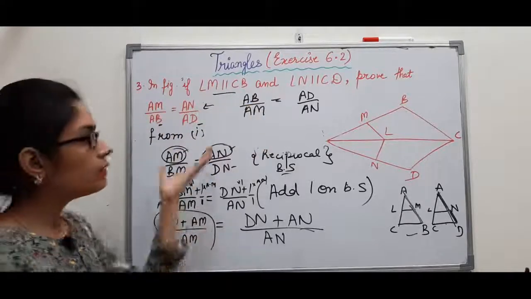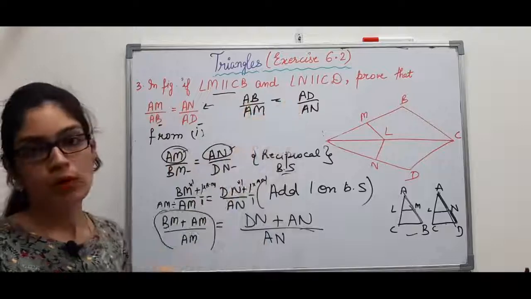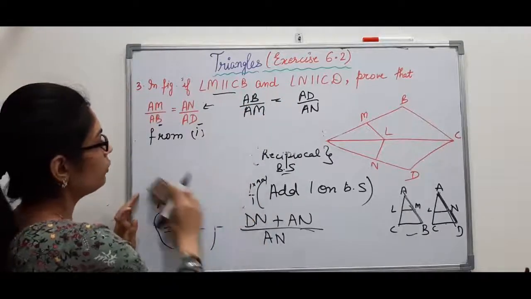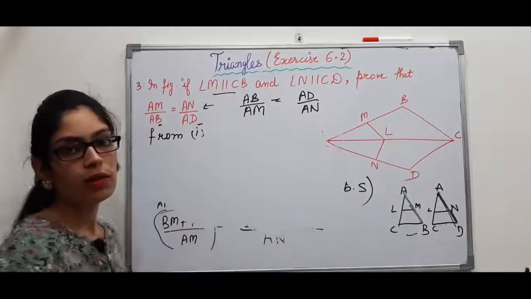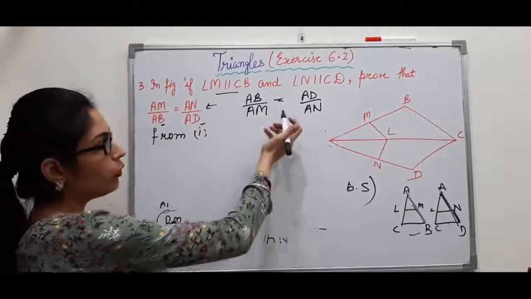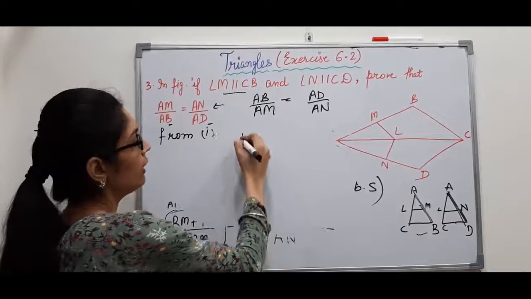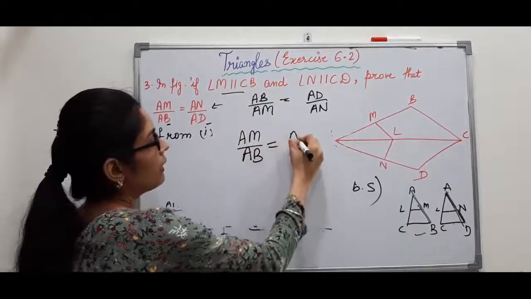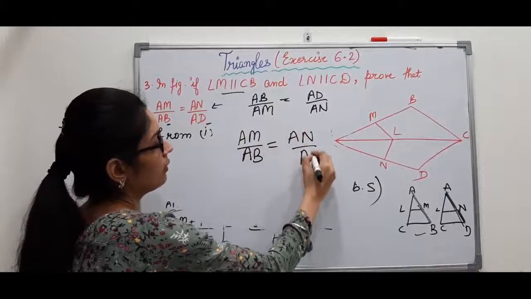But the only thing is they are in reciprocal form. I mean they are in reverse form. So again you can do this step, reciprocal of both the sides. If you do reciprocal of both the sides, you will get AM upon AB equals to AN upon AD.